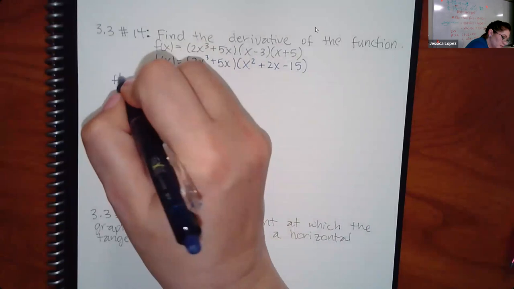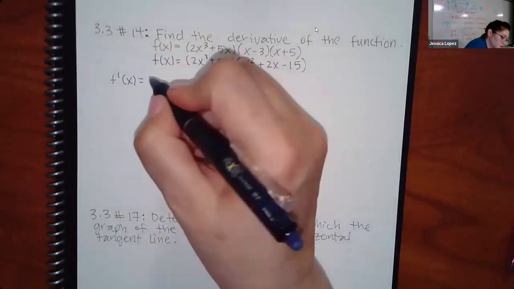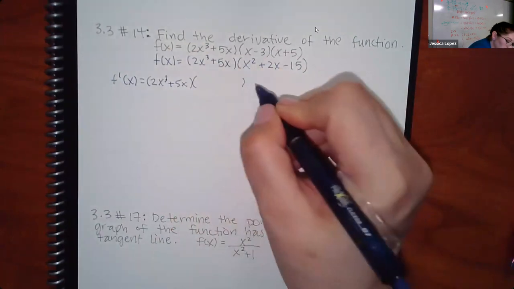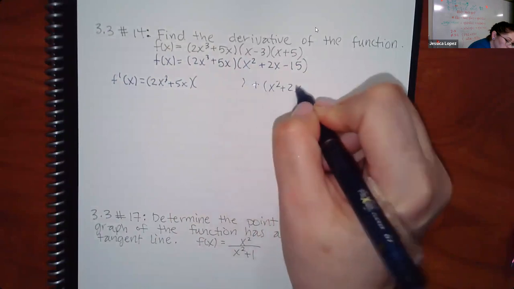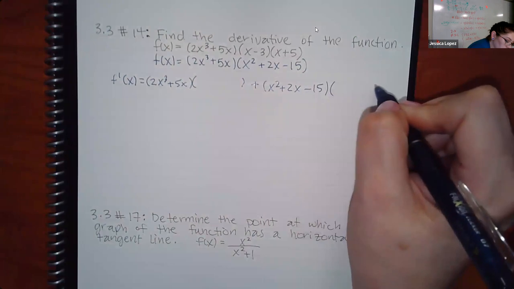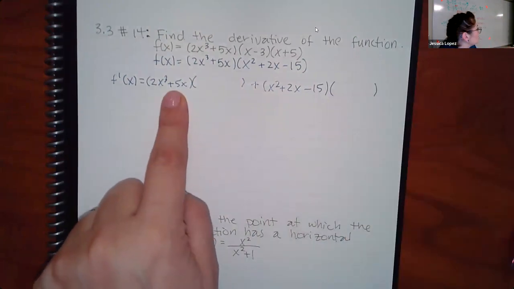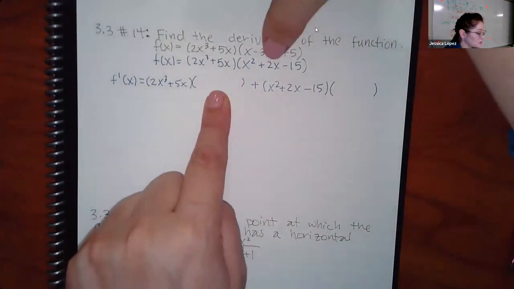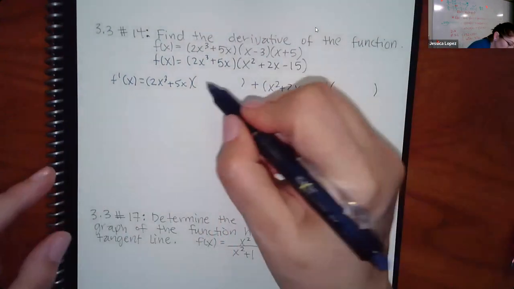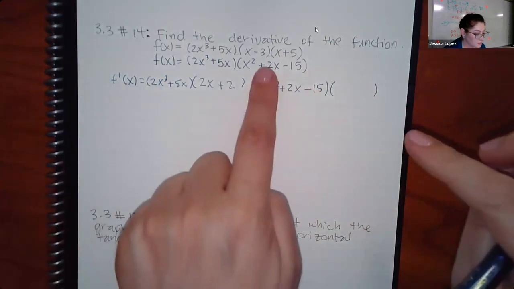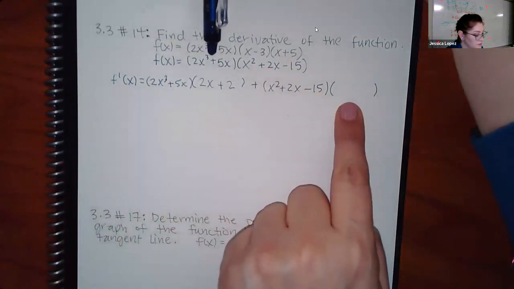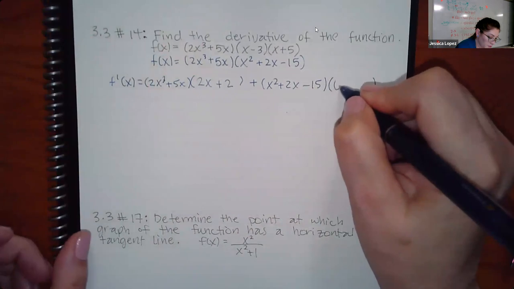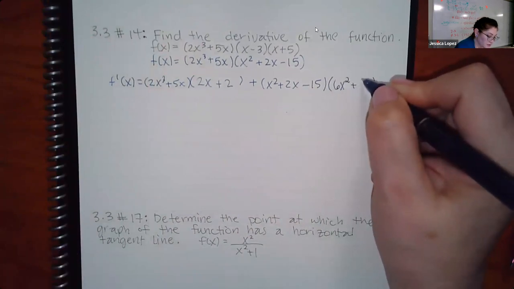So let's go ahead and do our derivative then. We're going to do the first function times the derivative of the second function plus the second function times the derivative of the first function. So the first one stayed the original, right? So we're taking the derivative of the second one. What is the derivative of this second term? Yes, 2x plus 2. Then the second one stayed the same. So now we should be doing the derivative of this term. Yes, you multiply, decrease your power, and then this is just 5 times 1.